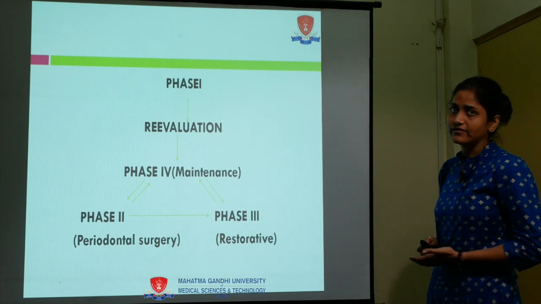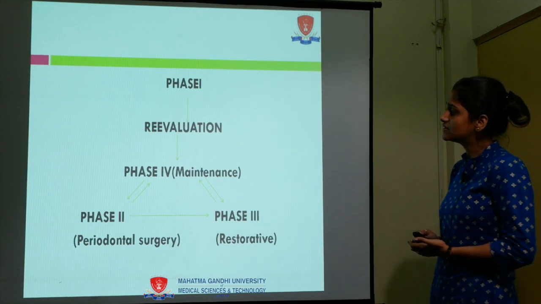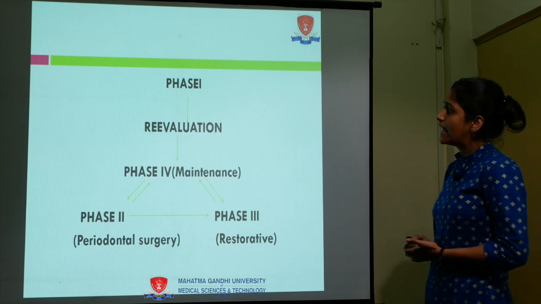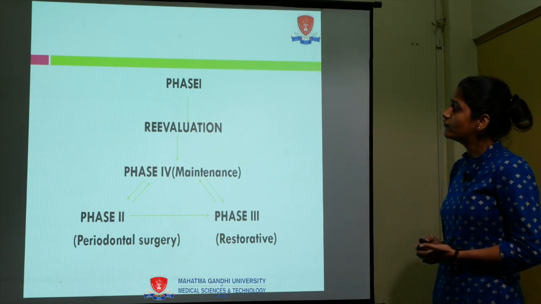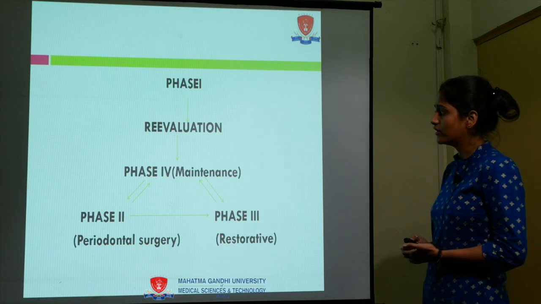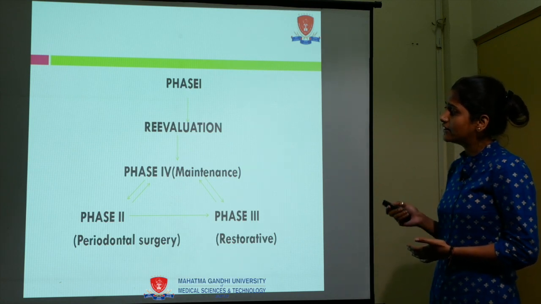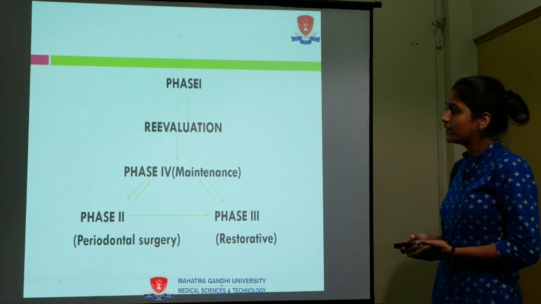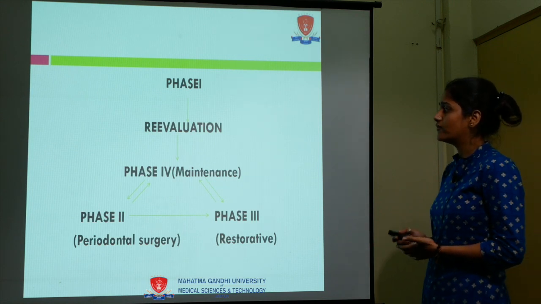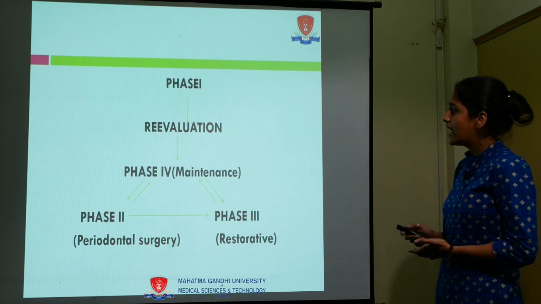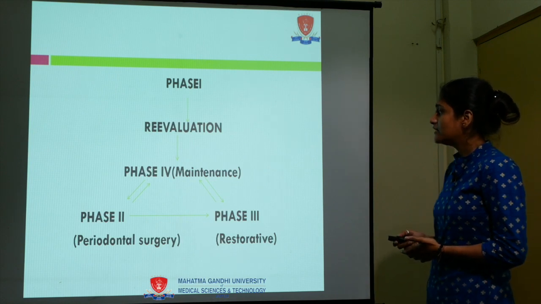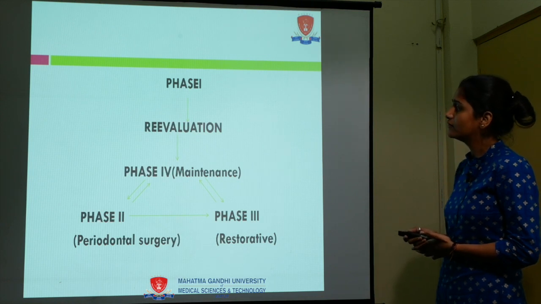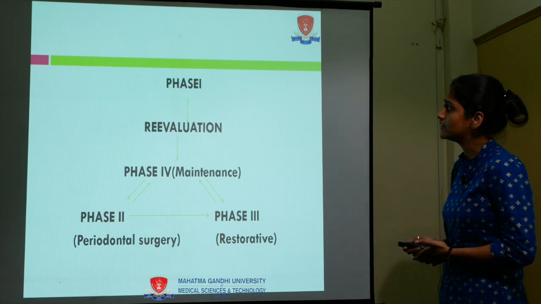So these are the processes. First we go for phase 1, that is non-surgical therapy. After non-surgical therapy we go for re-evaluation, and then we go for the maintenance phase, that is phase 4. And again if phase 2 is required, that is periodontal surgery, then we do it. And then after phase 2 again we go for phase 4, that is maintenance phase. And then after that if phase 3 is required, then we do it, and after that again we go for the maintenance phase, that is phase 4.